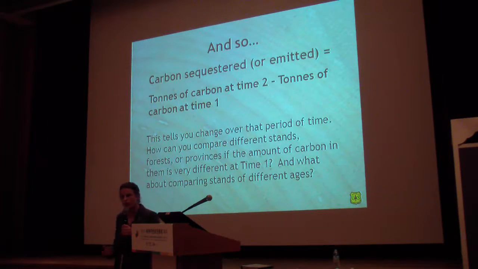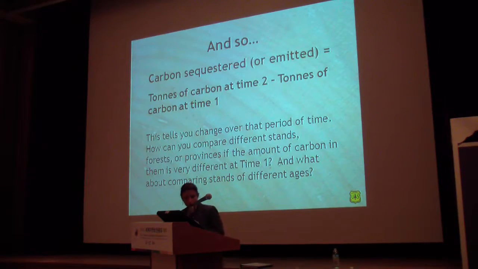So how would you compare these if all you have is this net number? I mean, if you're comparing stands that started in very different places, maybe one had a lot more carbon or one was a lot older, just using that net, it doesn't really quite give you all the information that you need.